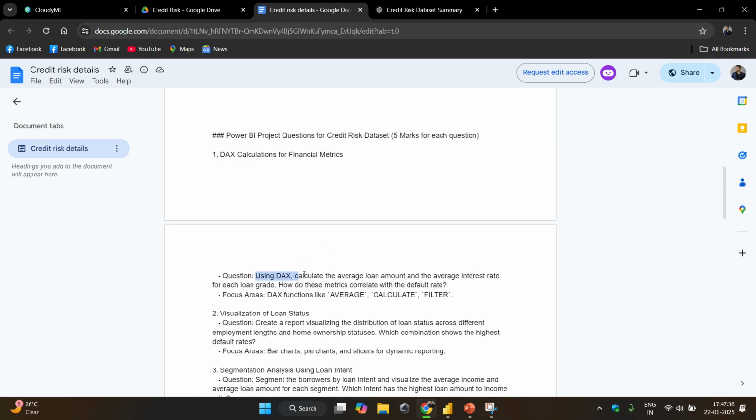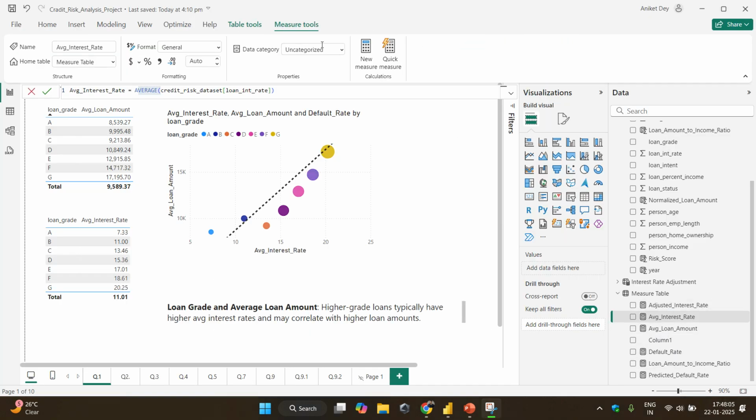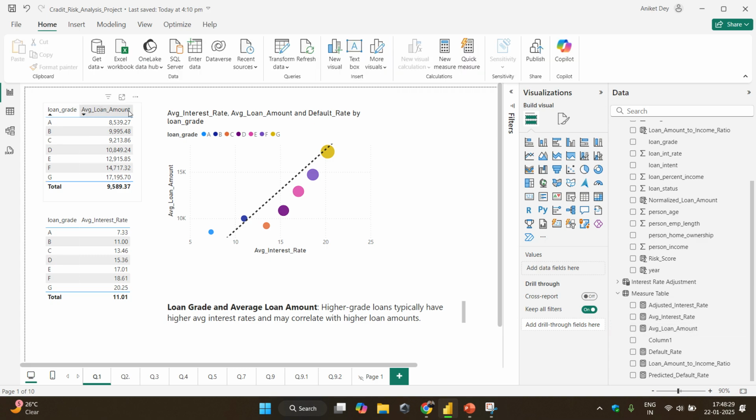The first question is, using DAX I have to calculate the average loan amount and the average interest rate for each loan grade, and I have to calculate how these metrics correlate with default rate. To do this I have used the average function to calculate the average interest rate, and again the average function to calculate the average loan amount, and I have shown the average loan amount and average interest rate according to each loan grade.